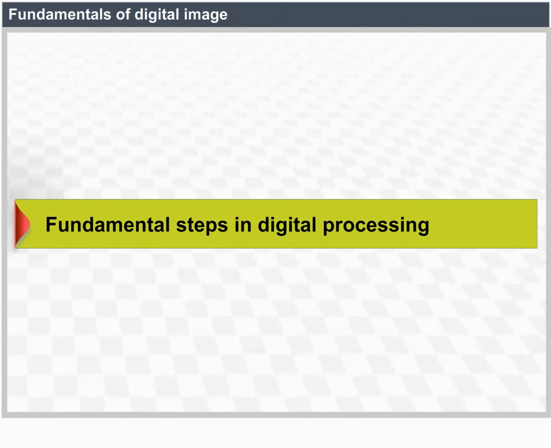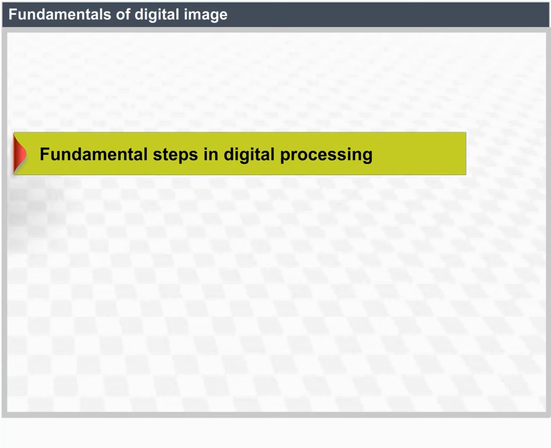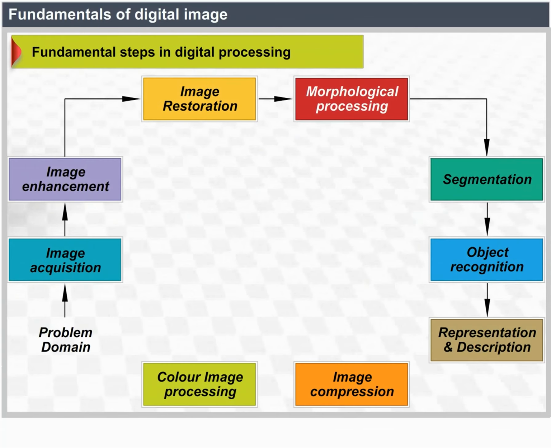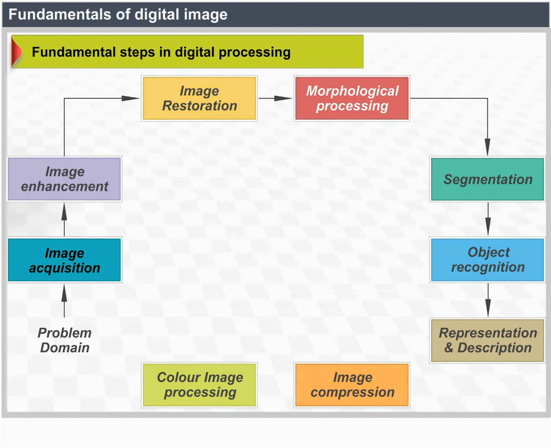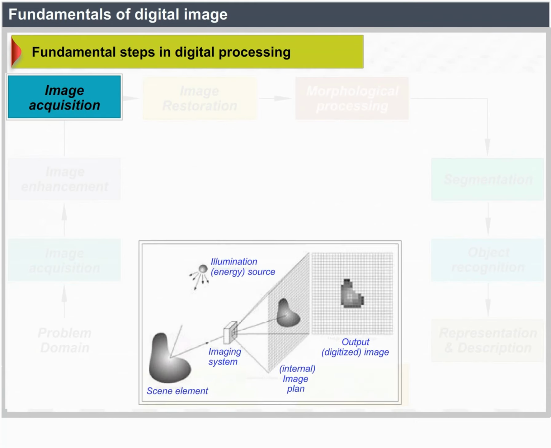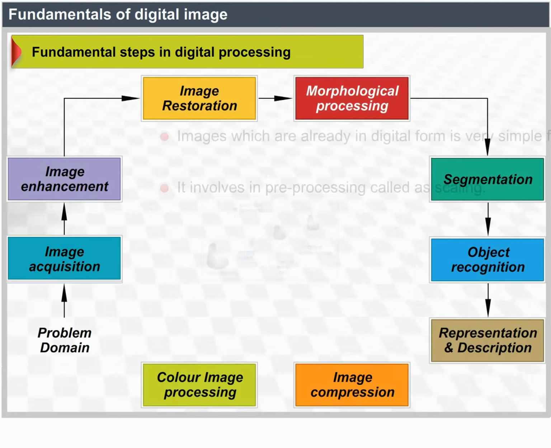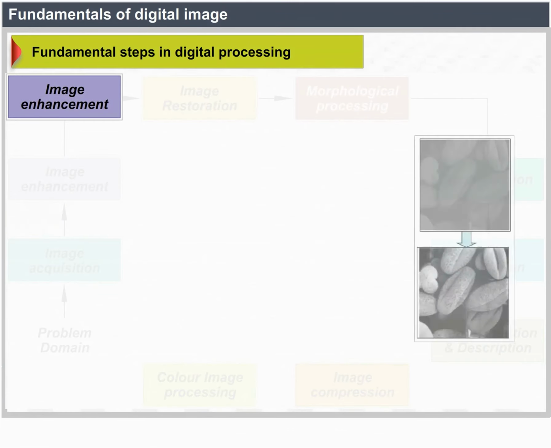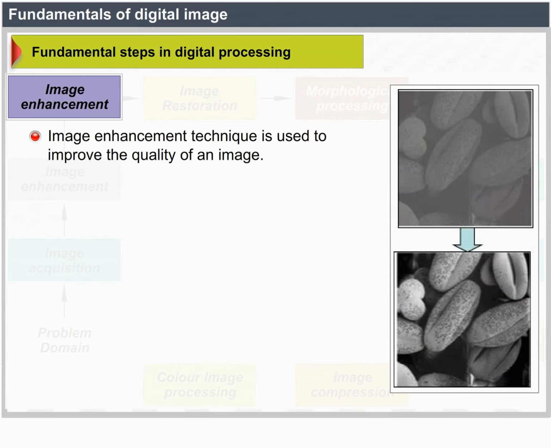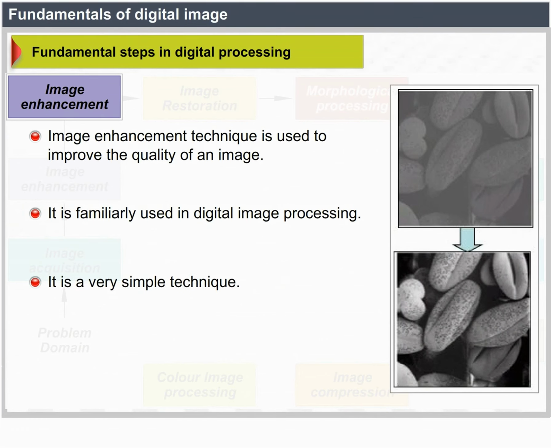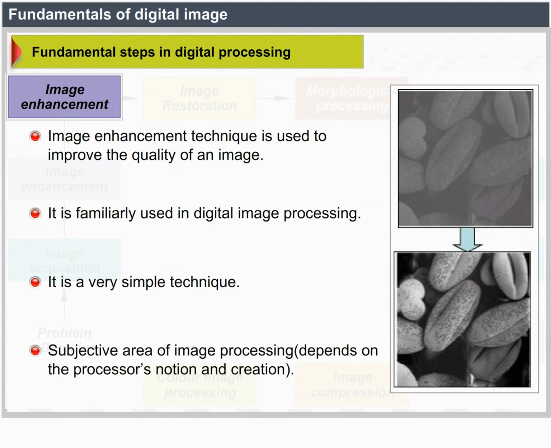Fundamental steps in digital image processing. Please view the diagram. Image acquisition. Image acquisition is very simple. Images are already in digital form. It involves pre-processing, which is called scaling. Image enhancement. Image enhancement technique is used to improve quality of an image. It is familiarly used in digital image processing. It is a very simple technique. Subjective area of image processing.